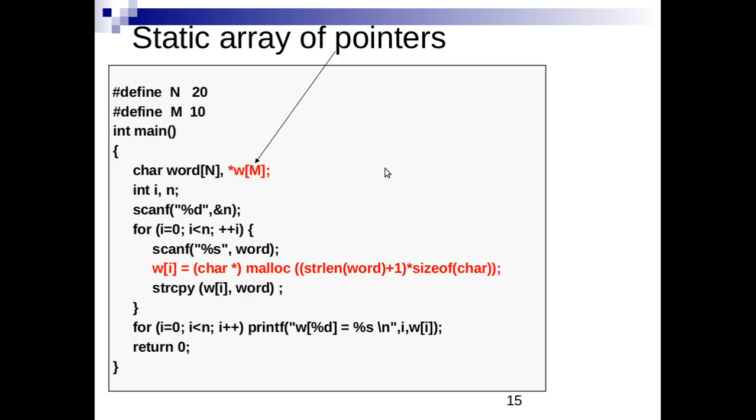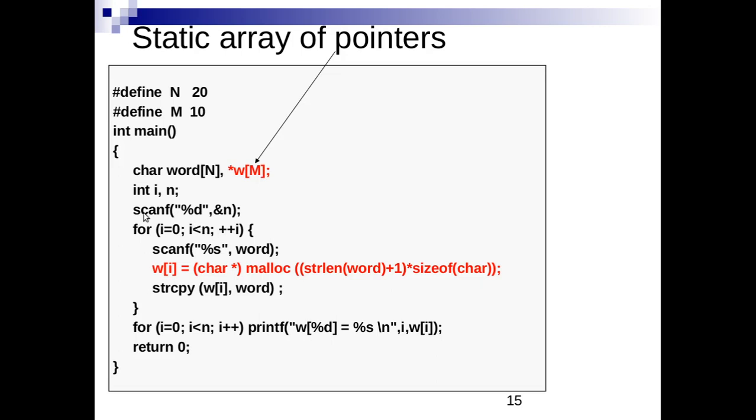Static array of pointers. So here char star w[M], where capital M is a macro defined to be 10. So this defines an array of character pointers of size 10. So it's a static array as opposed to a dynamic array. Its size is specified in the program itself. It's not a dynamically allocated array. It's a statically allocated array. So in this program, a static array of size 10 is declared, and each entry of this array is a character pointer.